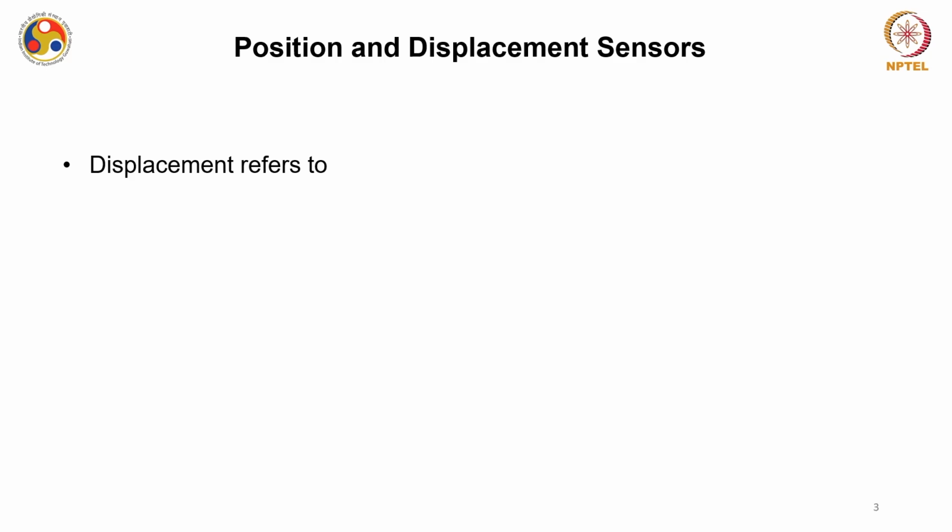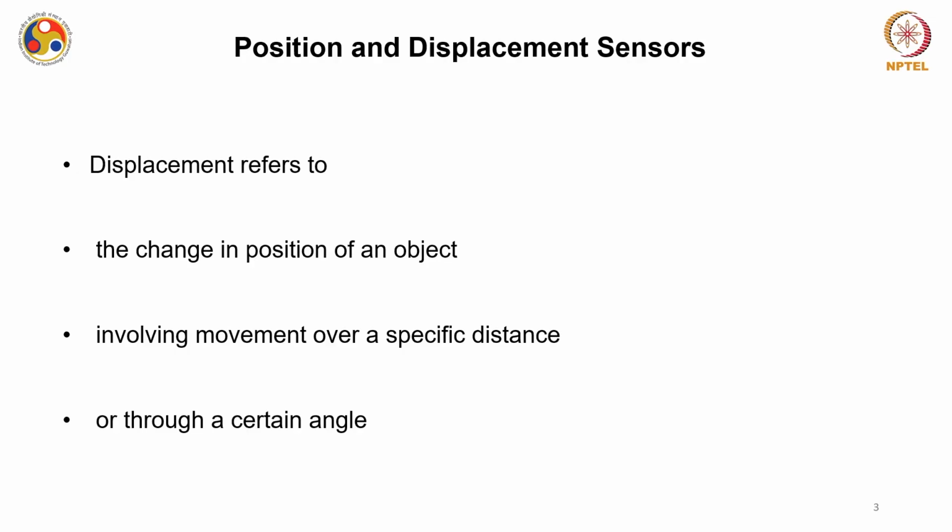Once we understand position, we should understand displacement, which refers to the change in the position of an object. In this change we are not only covering the distance from that coordinate, but we are also talking about its direction of change. So displacement involves movement over a specific distance or through a certain angle with a known direction.